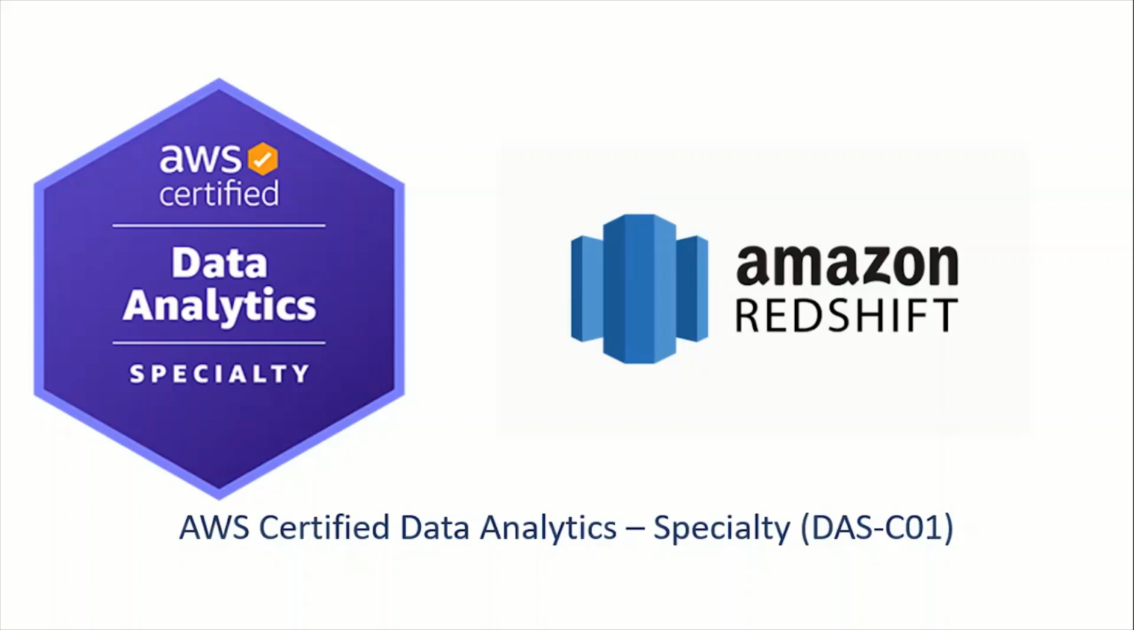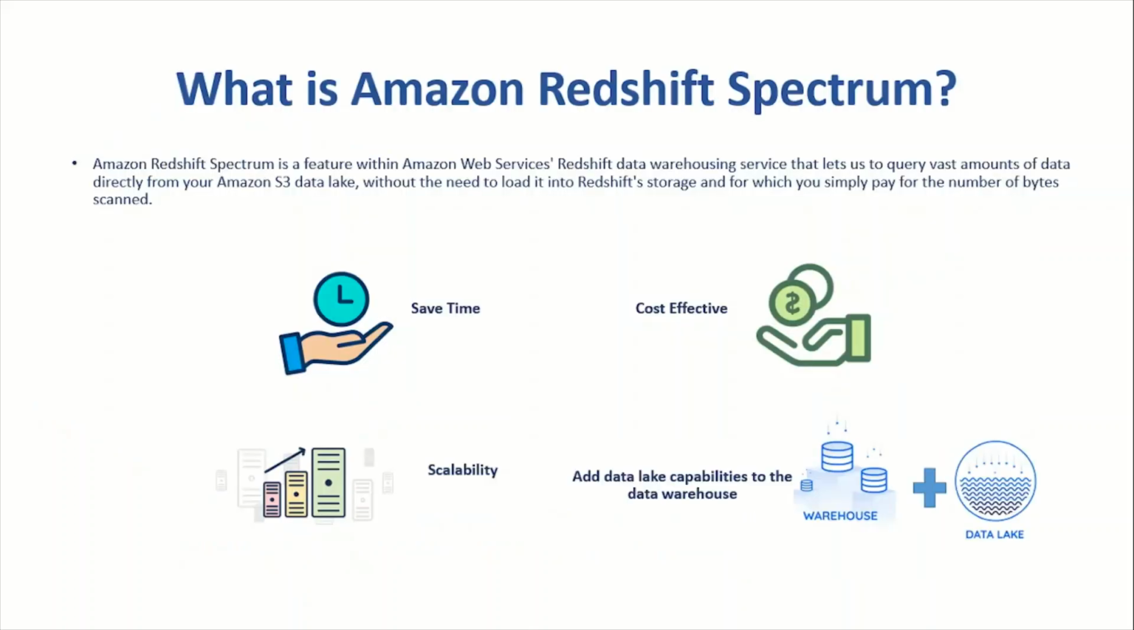So let's start. Let's find out what exactly Amazon Redshift Spectrum is. It is a powerful feature of Redshift that enables us to query a vast amount of data from S3 without the need to load or move data into the Redshift storage. So basically we can query S3 data without moving it from S3 to Redshift. Here we pay only for the number of bytes scanned, not for the storage.